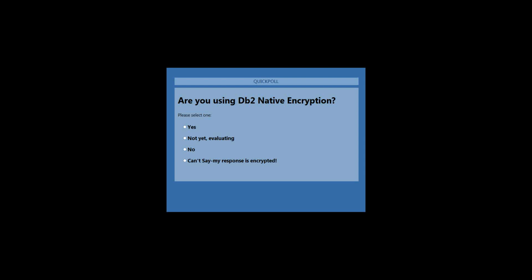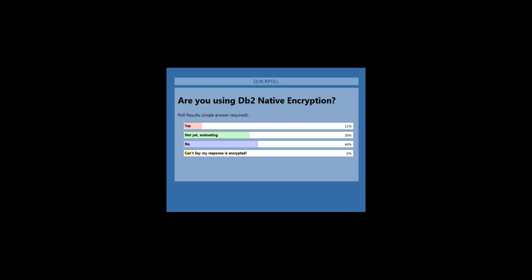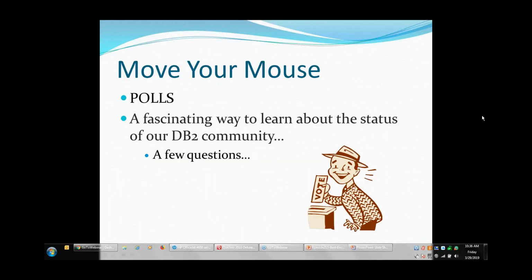Let's catch another vote. Going once, going twice. Closing the poll, sharing the results. 11% today said yes. It's all aggregate data anyways. 39% not yet, but evaluating. 44% no. 6% took the clickbait on can't say my response is encrypted. Okay, so you got a lot of evaluators out there, Paul. Good thing you updated that documentation.